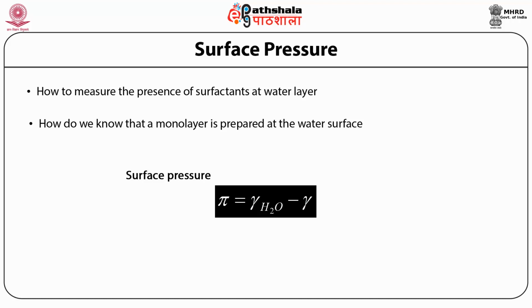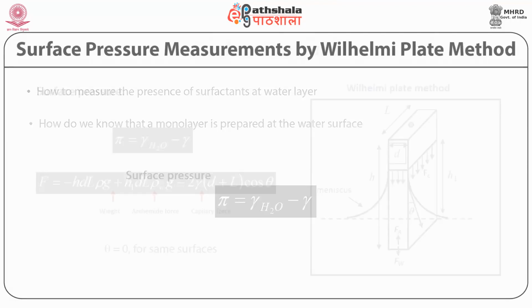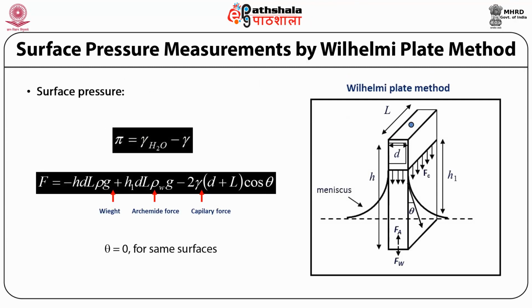So this is how we define a surface pressure, or in other words, if the concentration of the surfactant is increasing on the surface, this surface pressure will increase. So with the measurement of this surface pressure, we will understand that the film is growing or there on the surface. So on this slide we discuss how surface pressure is measured.